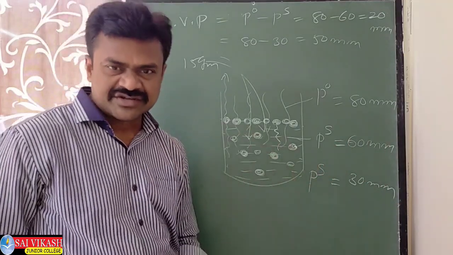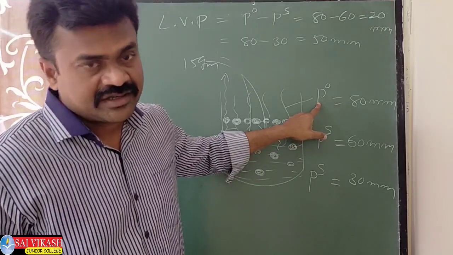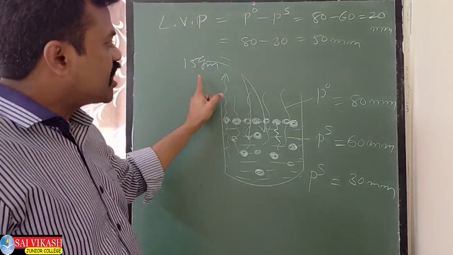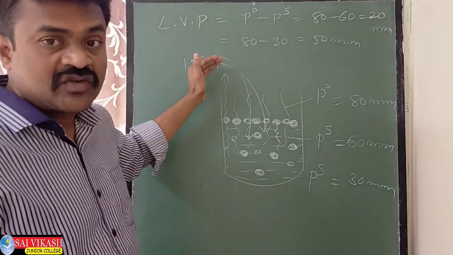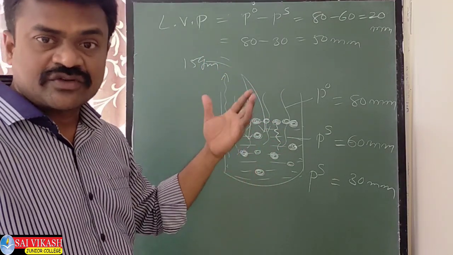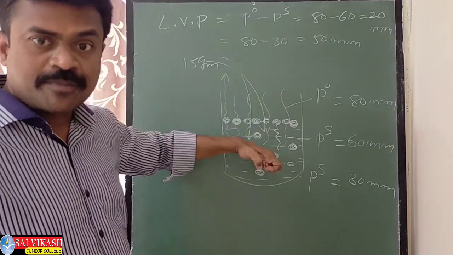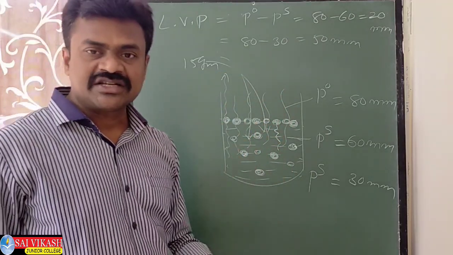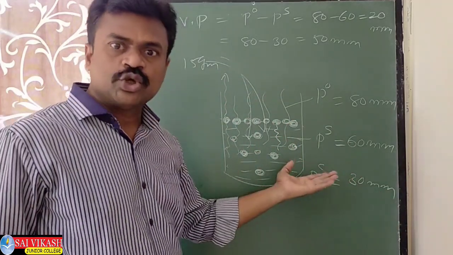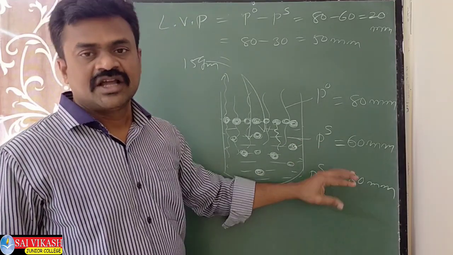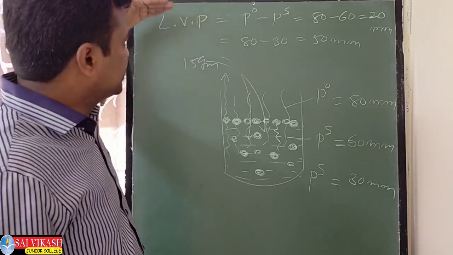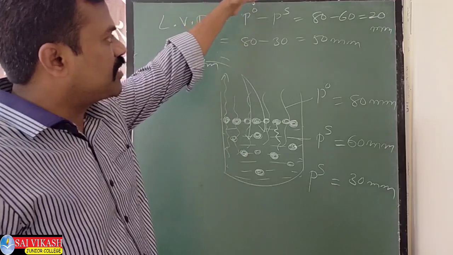Here I am using different words: vapor pressure of pure solvent, vapor pressure of the solution, lowering of vapor pressure, non-volatile solute. When a non-volatile solute is added, these solute particles occupy the surface of the liquid, therefore they stop the vaporization of the solvent particles. Due to this, vaporization is lowered. Therefore, vapor pressure of the solution is decreased. How much vaporization is lowered we can calculate using this formula. This is called lowering of vapor pressure, P naught minus Ps.